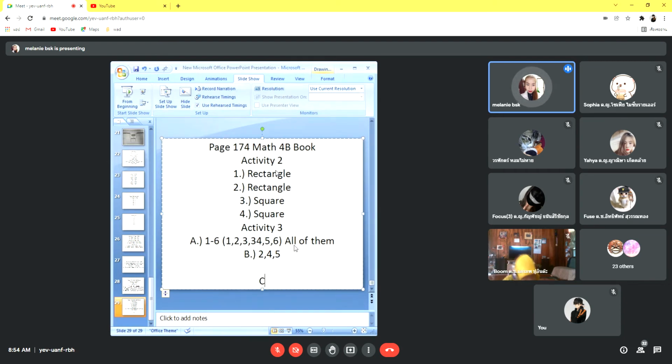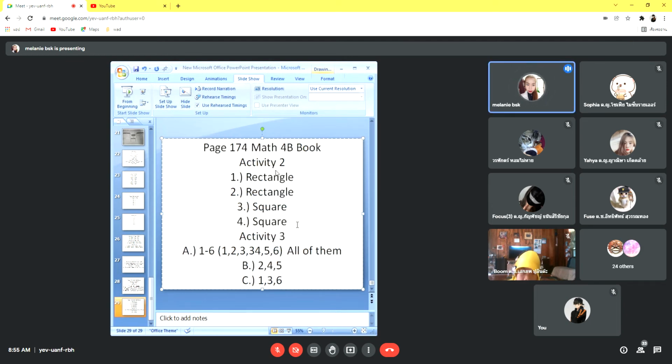Okay, how about letter C? Which items are rectangles? 1. 3. And then 6. Very good. 1, 3, and 6.